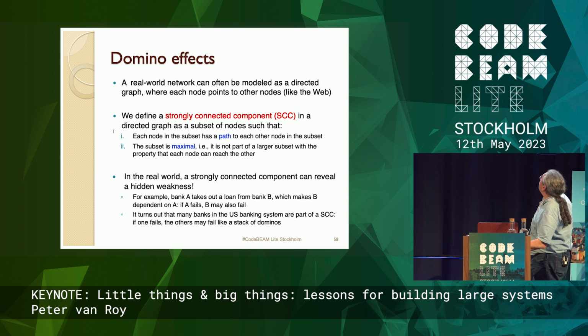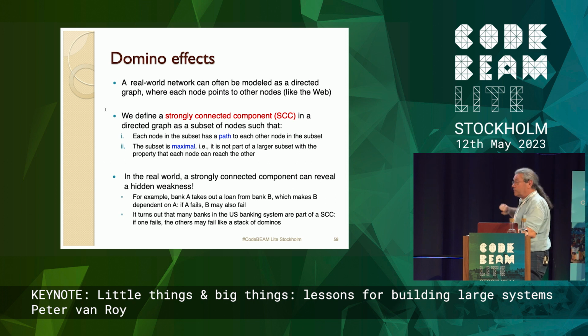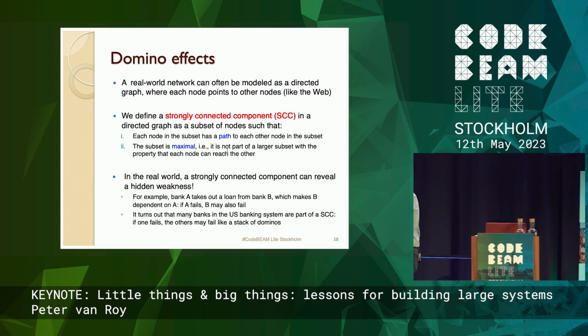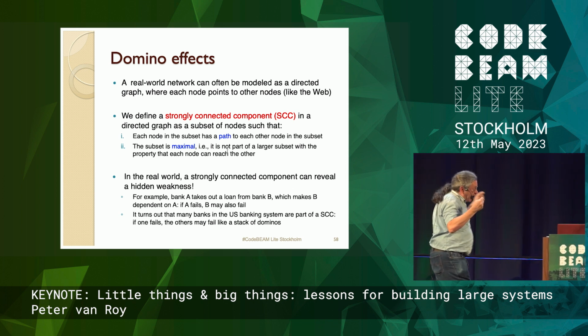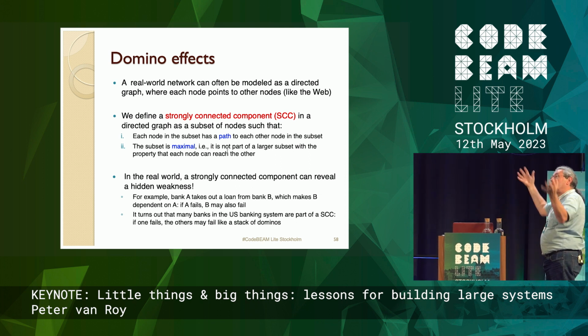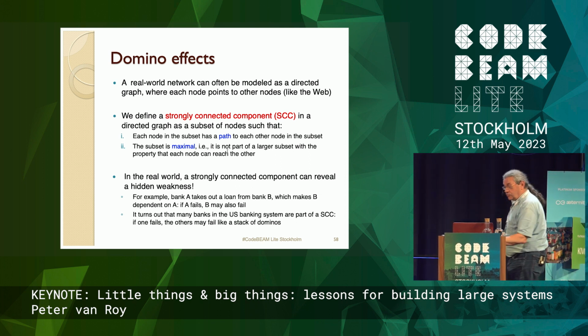Assume you have a real-world network, which is modeled as a directed graph. So there's nodes with arrows between them. And a strongly connected component is a subset of nodes such that there's a directed path between any two nodes. And it's maximal. I mean, you cannot add more nodes. It's basically all these nodes have paths between all of them. So this actually can reveal a weakness.